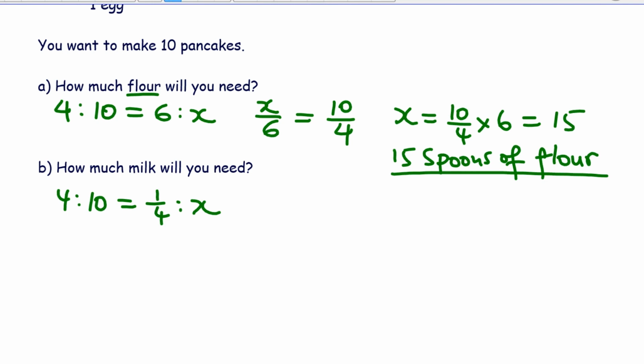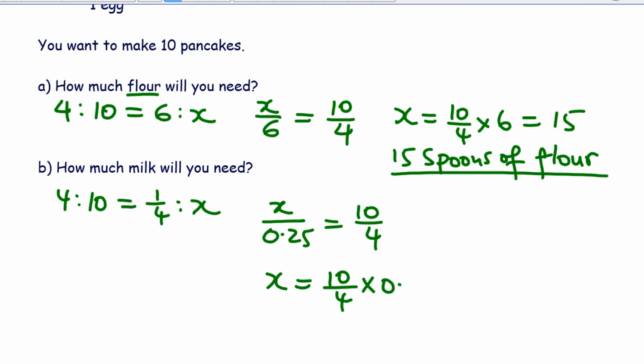Remember, a quarter is the same as 0.25. So x over 0.25 will be equal to 10 over 4, which means that x will be equal to 10 over 4 multiplied by 0.25, which will be equal to 0.625. Okay, so this will be in liters. So we basically need 0.625 liters of milk to make 10 pancakes.